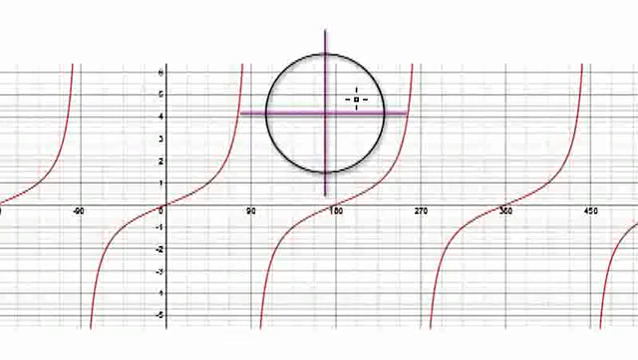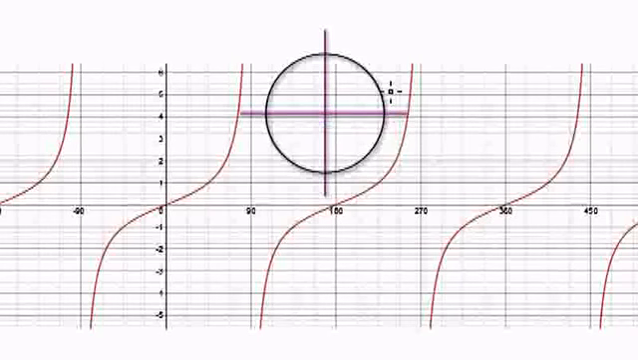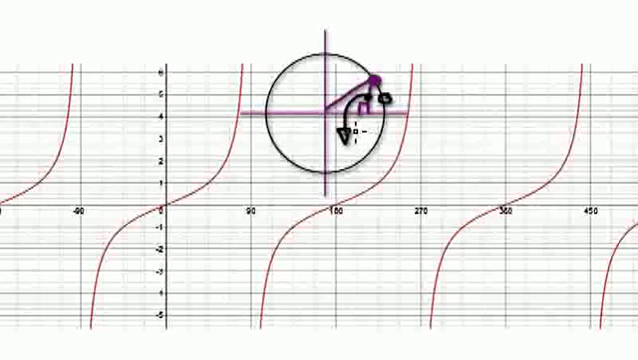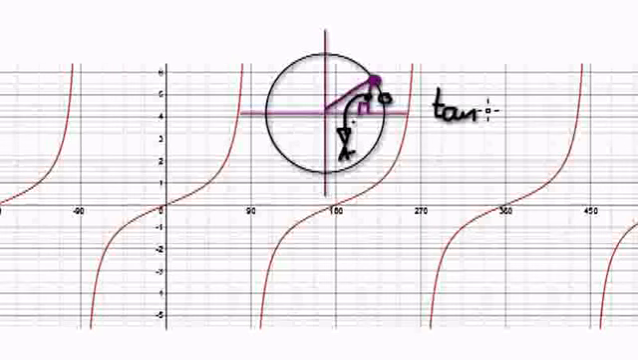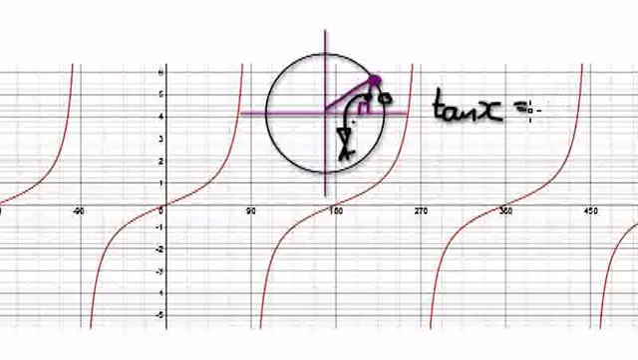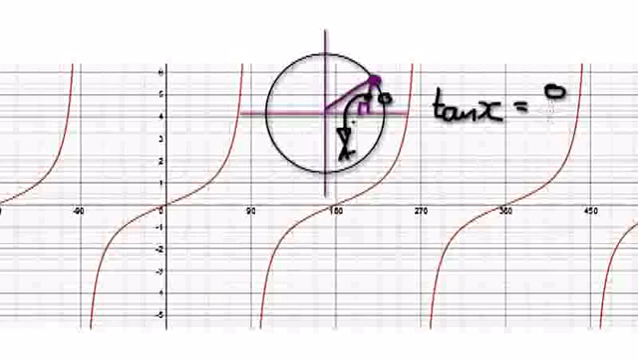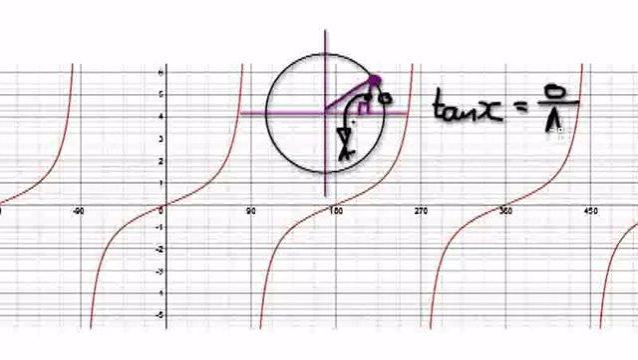So if you have a circle here, this is our circle of radius 1. Let's just say the dot is right here. So this is our triangle here. Remember, tan is the opposite over adjacent. So tan of the angle equals opposite over adjacent.